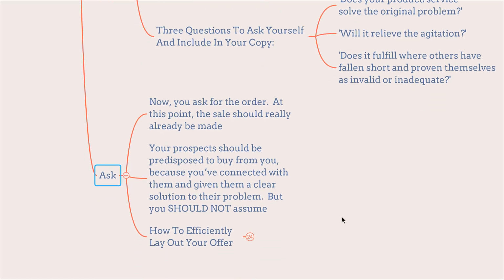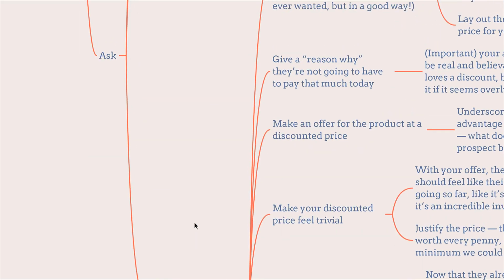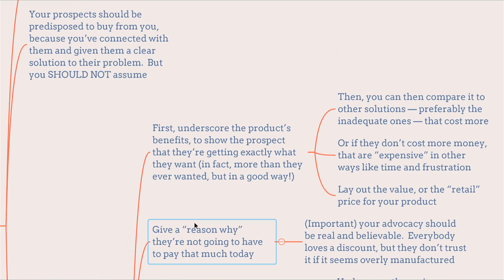At this point, the sale should really already be made because you have done such a great job on covering their problem, agitation, and how you can solve their problem by differentiating yourself from the other competitors. Your prospects should be predisposed to buy from you because you've connected with them and given them a clear solution to their problem, but you should not assume that. That's why you have to know how to efficiently lay out your offer. Let's look at how you can do this.